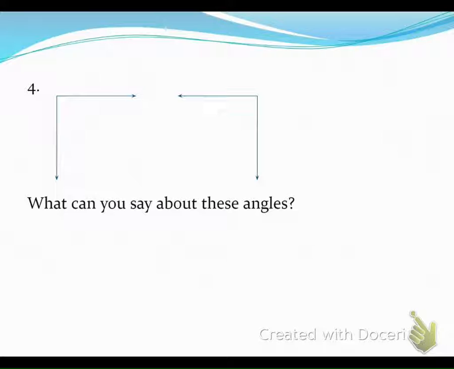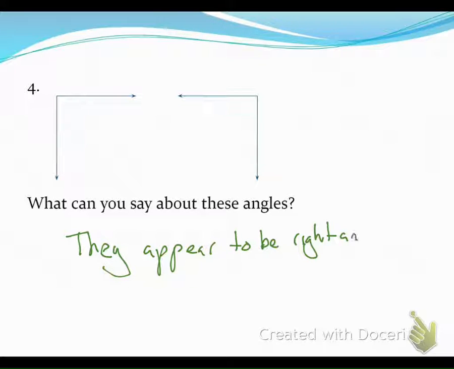What can we say about these angles, Jaquan? They both appear to be right angles. So we're going to use the word appear because we don't have anything telling us a measure or the symbol, but that is correct. They appear to be right angles. For us to definitely know it, we could have the 90 degrees in there or that box.